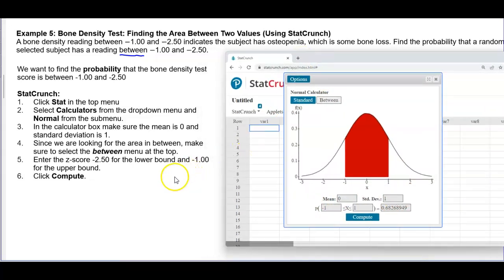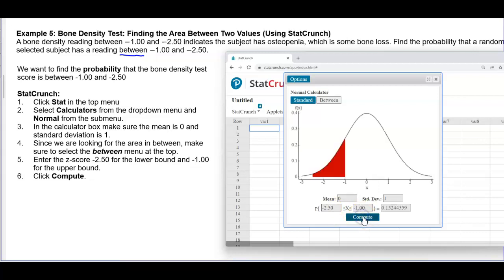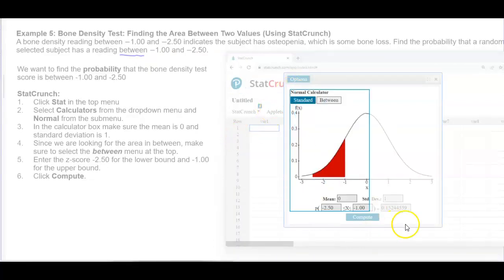Okay, and so then we're going to enter the scores here. Down here's the lower bound, and here is the upper bound. So the lower bound is going to be -2.50, and then the upper bound is going to be -1.00. When we compute, you can see what we get for the area. So let's go ahead and copy this.